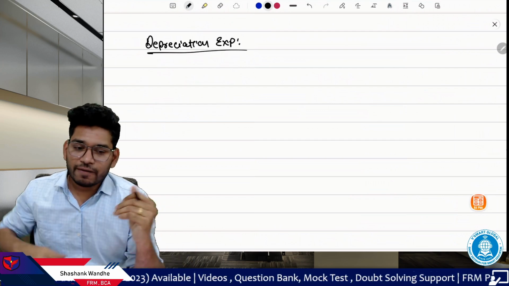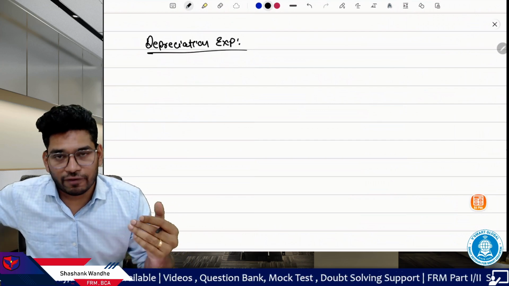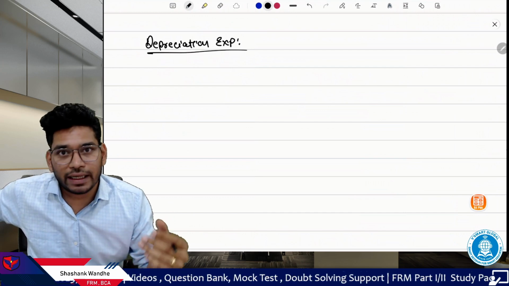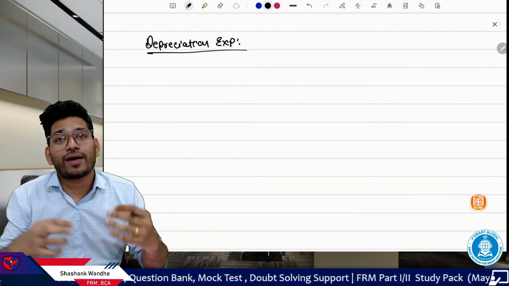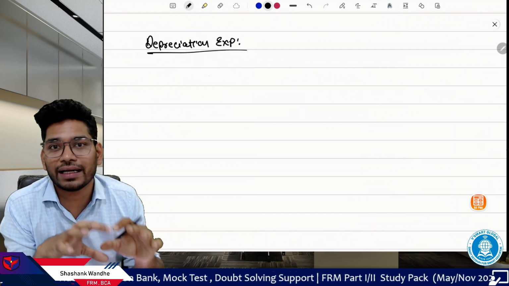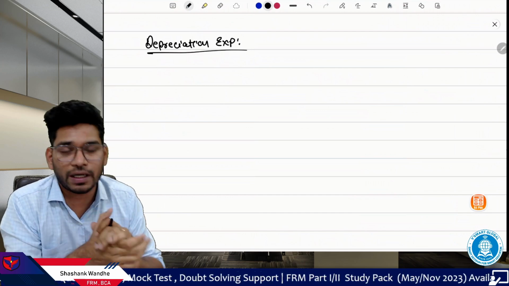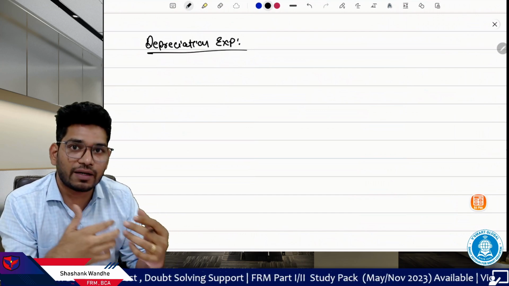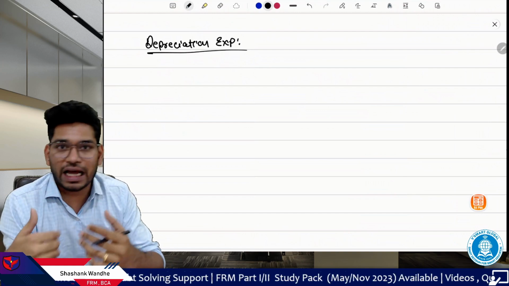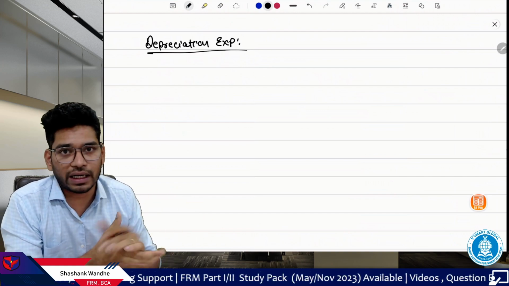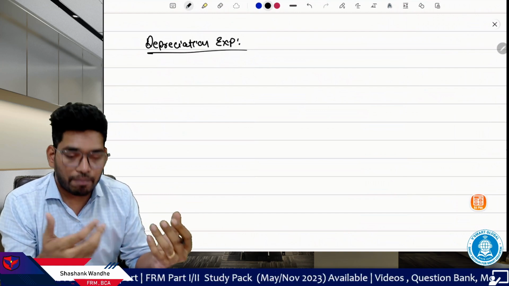Now here we will start the discussion from the very basics. We will first understand what the requirement of depreciation expense is, and what accounting principles work behind depreciation expense as a concept. Then we will discuss what methods are available in depreciation: the straight line method, the declining balance method, or the double declining balance method. So these are the methods available.